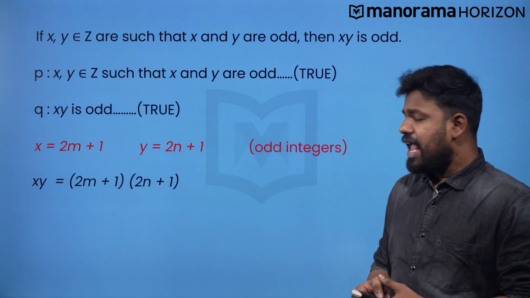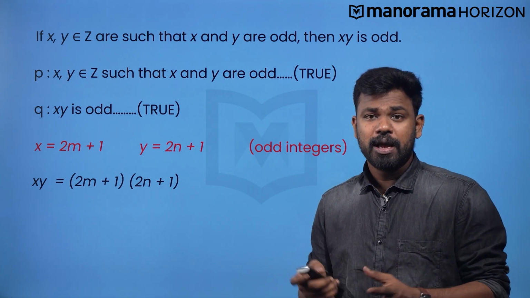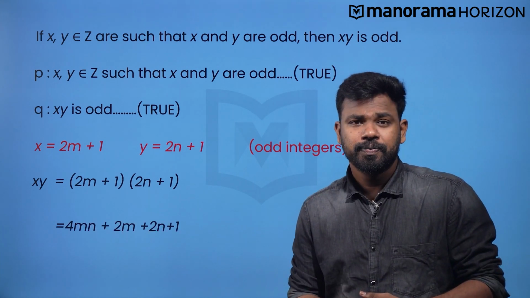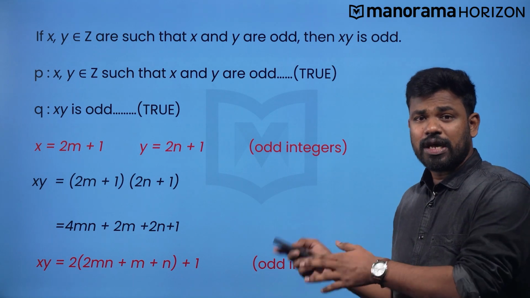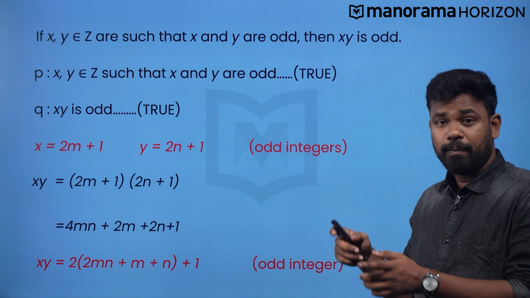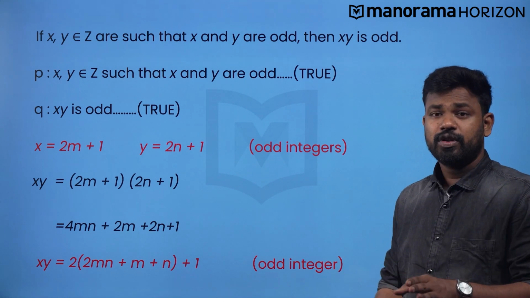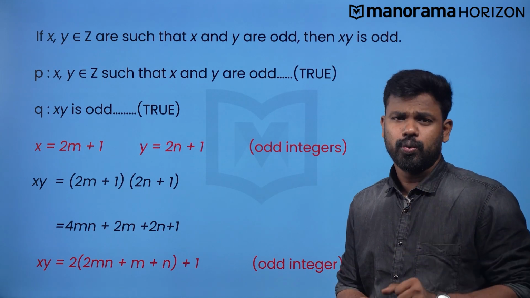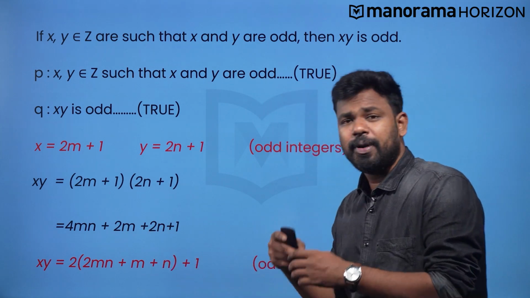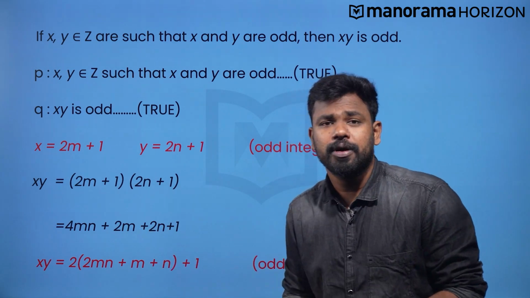Then we know that xy is equal to (2m plus 1) into (2n plus 1). By multiplying, we get 4mn plus 2m plus 2n plus 1. This can be reduced by taking 2 as common, which is equal to 2 into (2mn plus m plus n) plus 1. This shows that xy is odd. Therefore, the given statement is true. Why is this odd? Because you see that it is 2 into some number plus 1. So whenever we have 2 into some number plus 1, it is always an odd number.